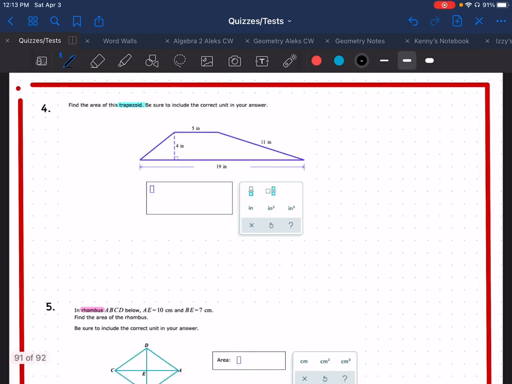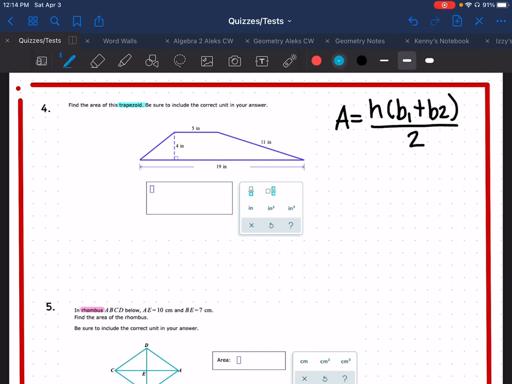All right, question number 4 asks us to find the area of the trapezoid. Be sure to include the correct units. So I'm going to go back and get my trapezoid formula, which is height times base 1 plus base 2, divided by 2.